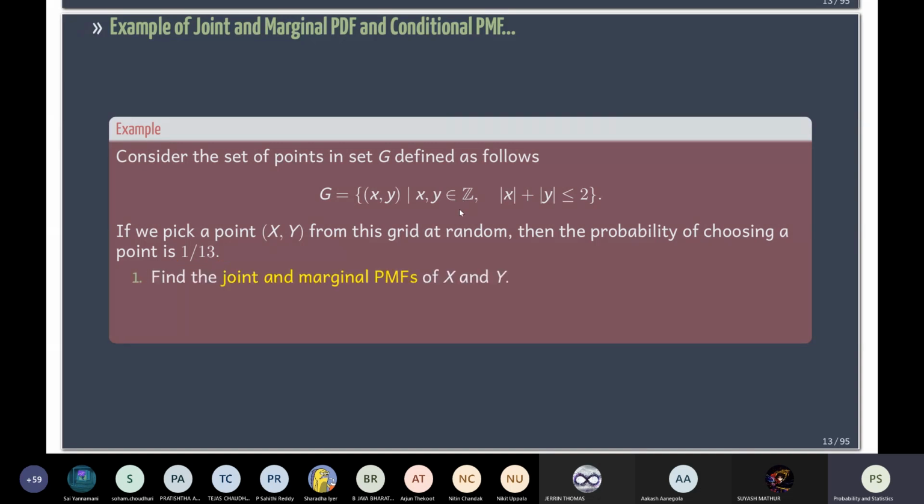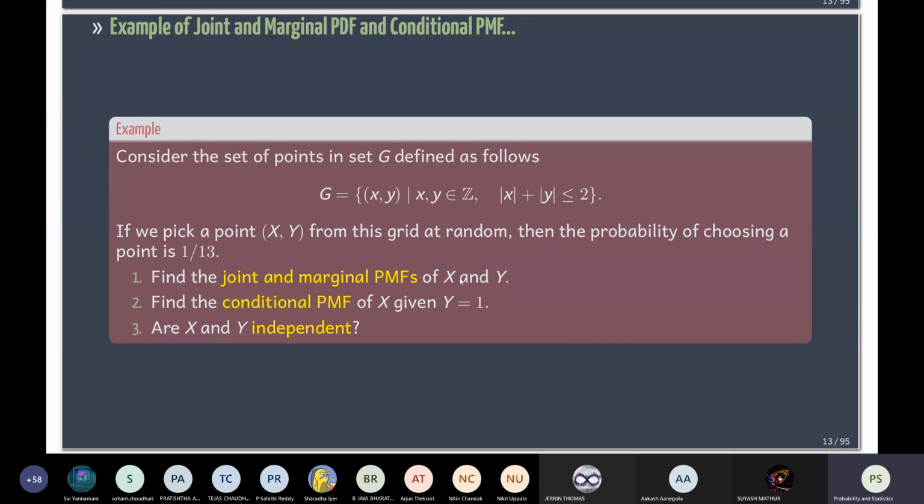So 1 out of 13 is the probability. And find the joint and marginal PMF of x and y. So that's the question: the joint and marginal PMF of x and y, find the conditional PMF of x given y equals 1, and are x and y independent? Okay, so that's the question now.